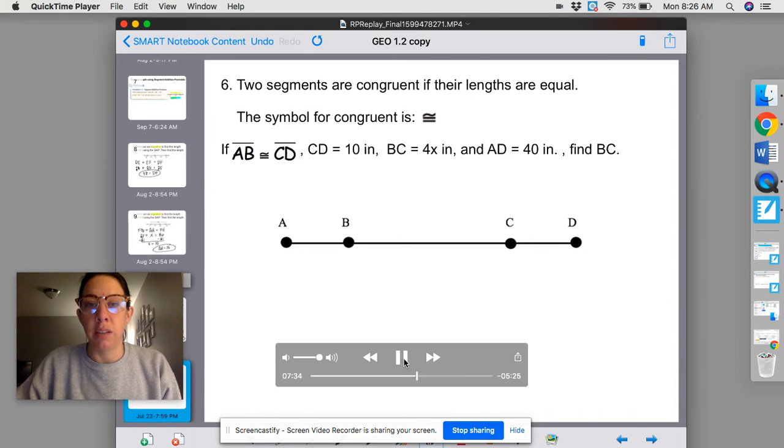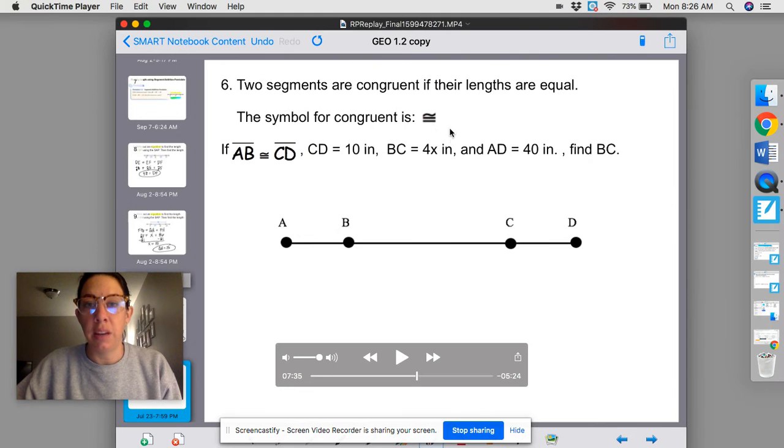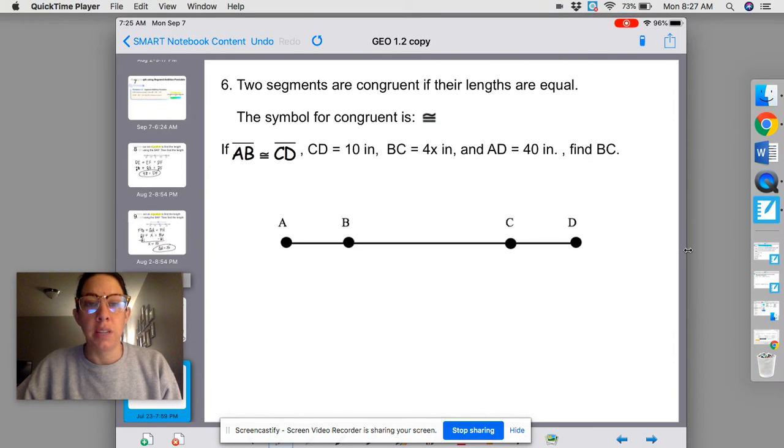So let me erase that little. So this guy right here, this is the sign for congruency. I mentioned it earlier. It has an equal sign with a squiggly line above it. So that means congruent. So anytime you see that symbol, if it says two segments are congruent, then you know their lengths are equal. So this first part says segment AB is congruent to segment CD.